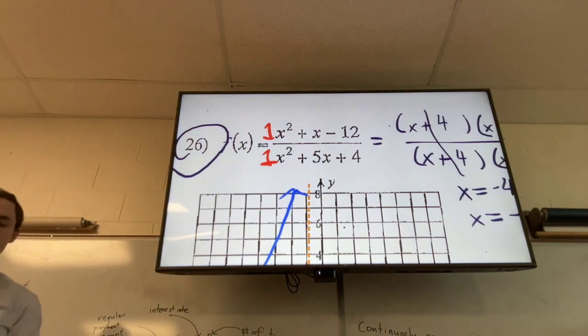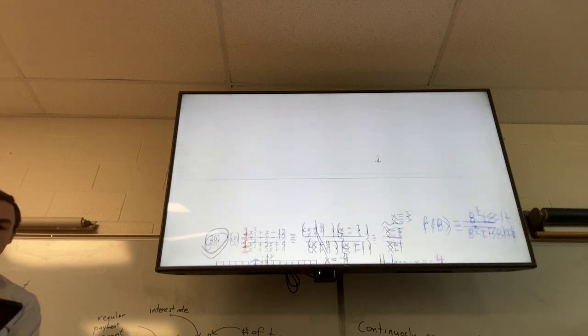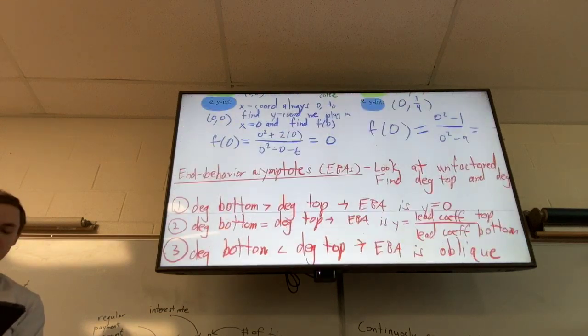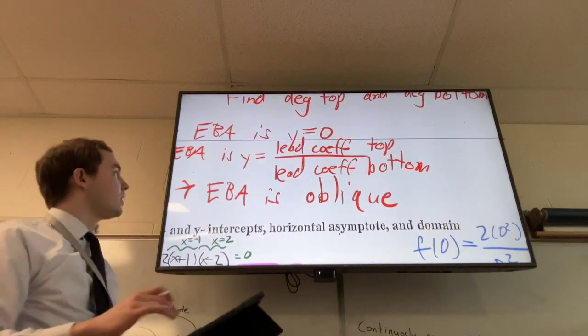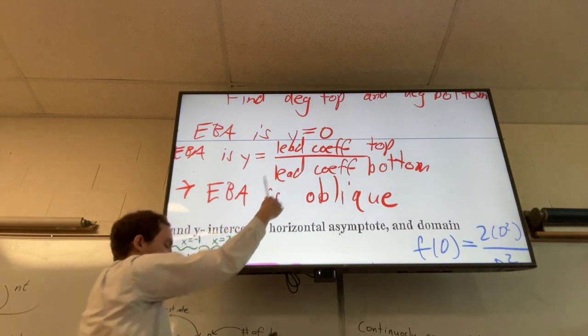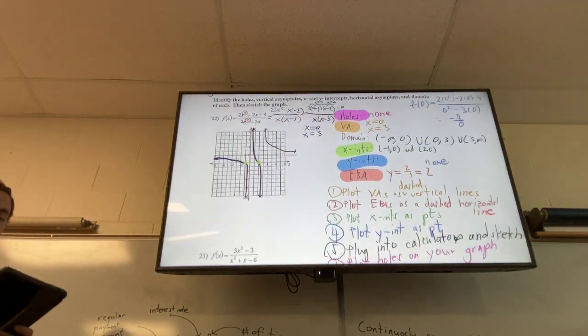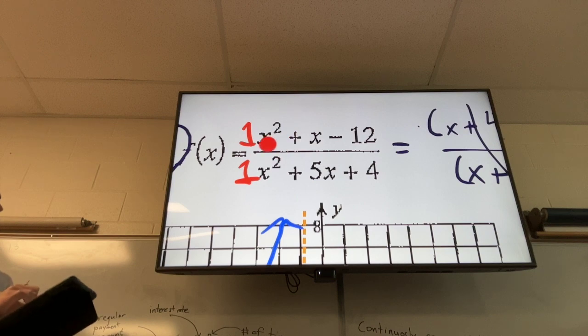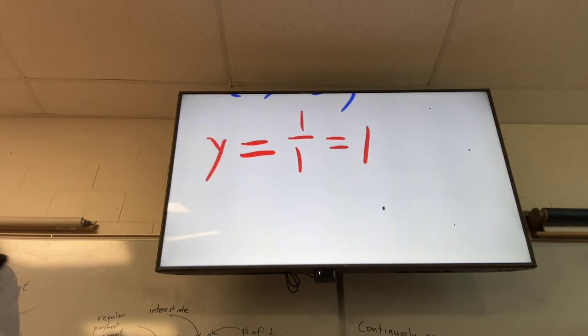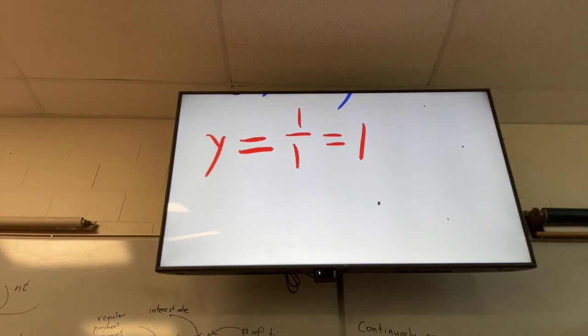So what's the degree of my numerator here? The degree is the same as the highest exponent. So what is it up here? 2. What is it in the bottom? 2. Okay, what do my instructions say? When the degrees are equal, the end behavior asymptote is the lead coefficient of the top over the lead coefficient of the bottom. If we forget what a lead coefficient is, it's the number next to our highest degree term. So on top it's 1, on bottom it's 1. So our end behavior asymptote is 1 over 1, which is just 1. Does that help? Okay, cool.